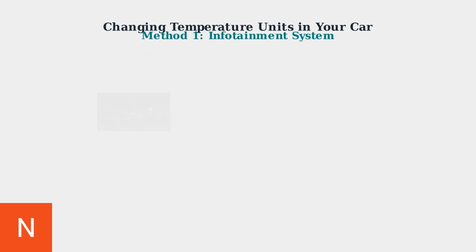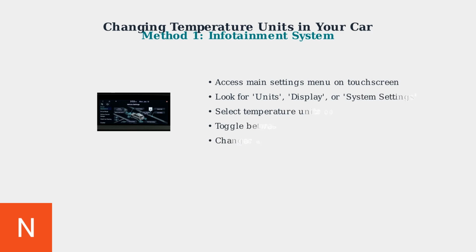The most common method is through your car's infotainment system. Simply access the main settings menu on your touchscreen and navigate to Units, Display, or System Settings. From there, you can select temperature units and toggle between Fahrenheit and Celsius.